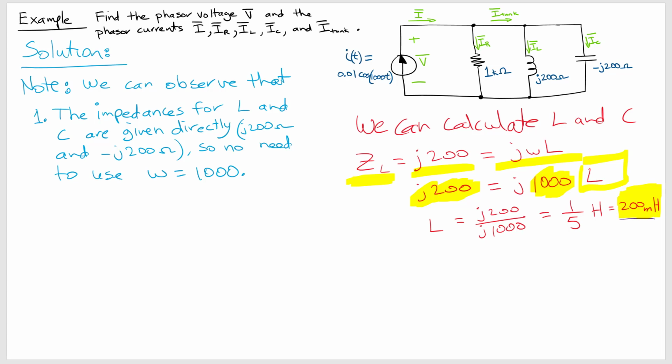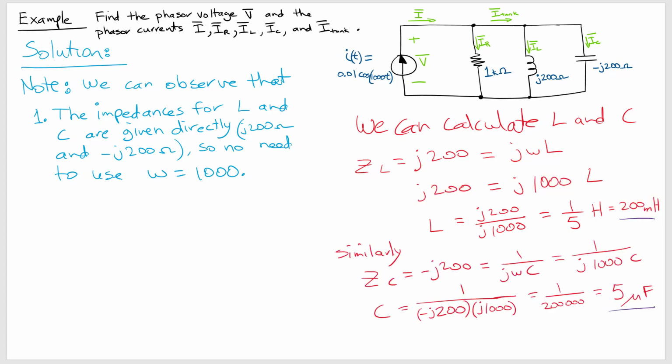Okay, and then we could do the similar analysis to solve for ZC. We know that ZC is minus j200, and we know the equation for ZC is 1 over j omega C. And by plugging in the numbers and solving for the capacitance, we can find out that that is 5 microfarads. Okay, so we know we can easily find the values given these parameters in the circuit, if we want to find that.